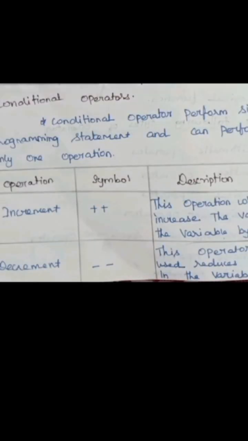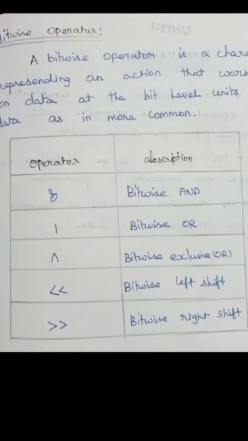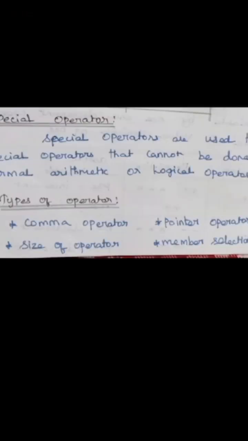Conditional operators. Conditional operator performs a single programming statement and can perform only one operation. Bitwise operator. A bitwise operator is a character representing an action that works on data at the bit level. Special operator. Special operators are used to perform special operations that cannot be done with normal arithmetic or logic operators. Types of operators: comma operator, sizeof operator, pointer operator, member selection operator.